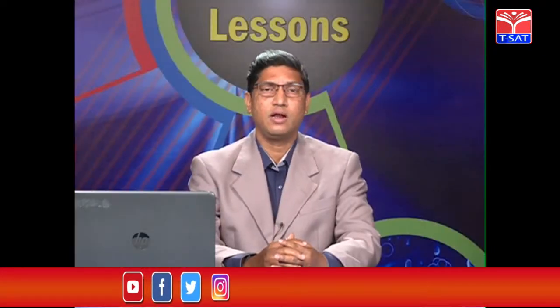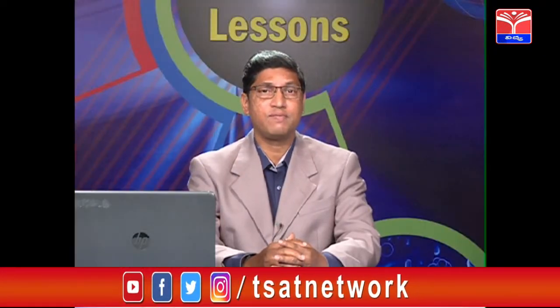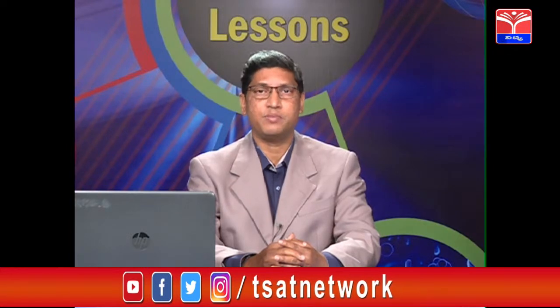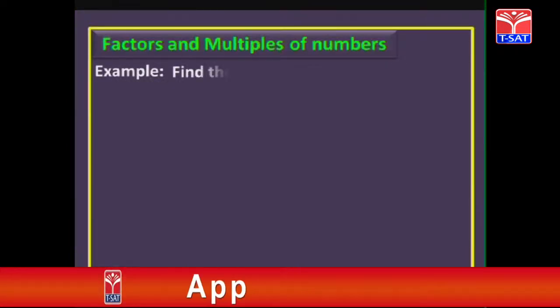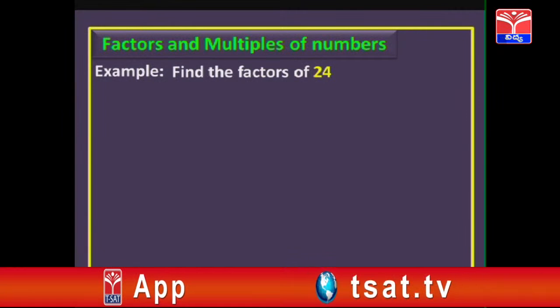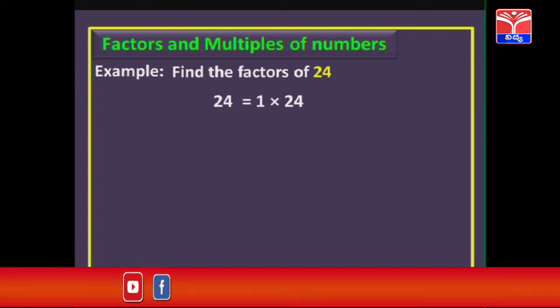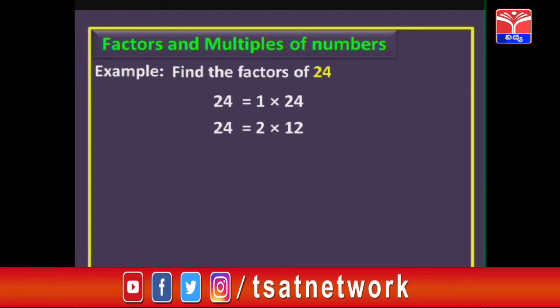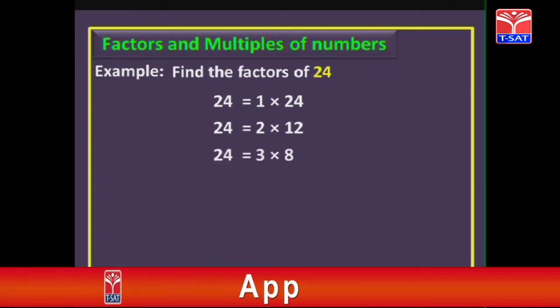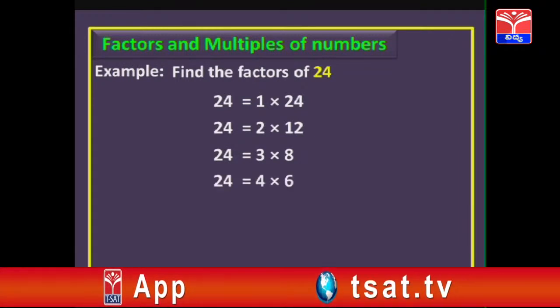So, children, let us move on to our next concept, that is factors and multiples of numbers. To understand this, let us consider an example of 24. Here we are going to find the factors of 24. I can write 24 as 1 into 24 and it can also be written as 2 into 12. Now, can you guess what is the next one, children? You are right. It is written as 3 into 8. Further, I can write 24 as 4 into 6. So, this is how we can write 24 in different ways.